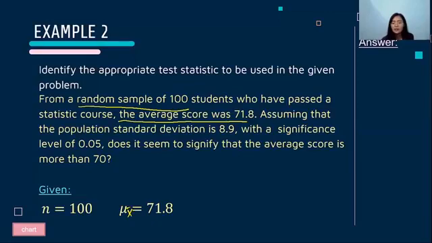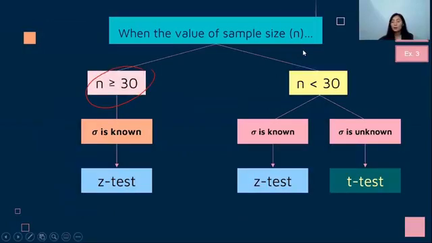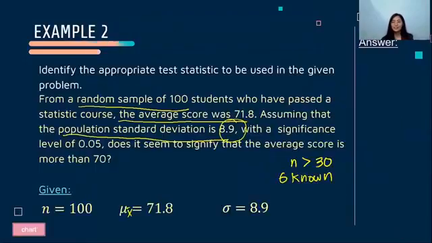We also have here a population standard deviation equivalent to 8.9. So if you notice, our n here is greater than 30, and the population standard deviation is known. So going back to our chart earlier, what do you think is the appropriate test statistic to be used? Is it the z-test or the t-test? Let's see if you really understood this lesson. If your answer is z-test, then you are correct.